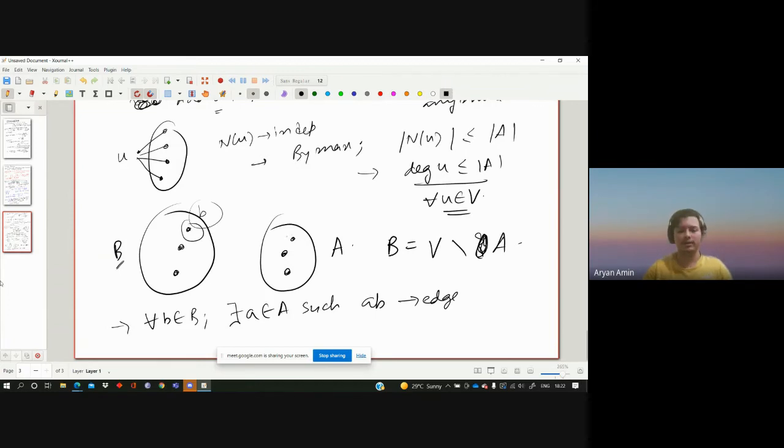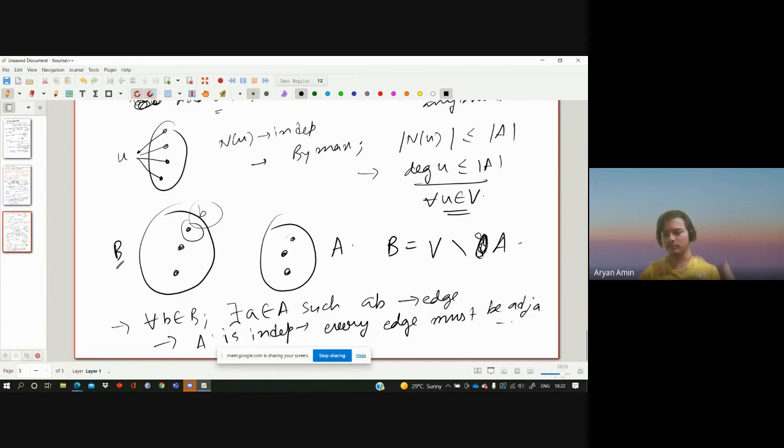Another thing: since A is independent, every edge must be adjacent to some b in B.